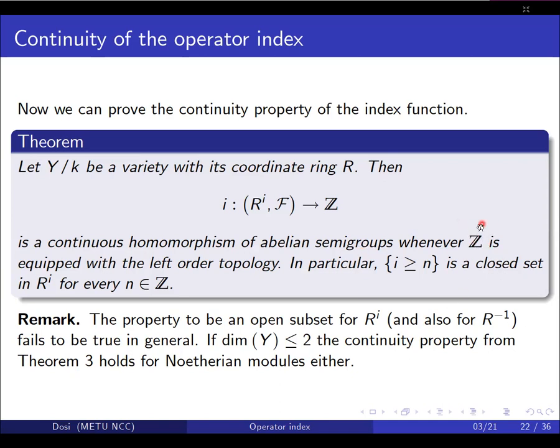But pay attention here to the topology on Z. It should be the left order topology. It's not the discrete topology, right? Because the topology is a bit different. So with the left order topology, for example, the set of all elements below n is going to be a closed set for every n, right? So this sort of continuity makes sense. So index is a continuous map.